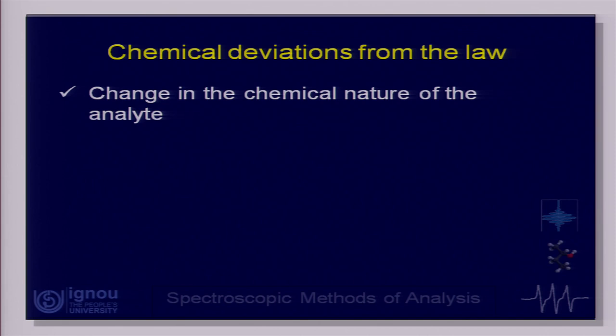Let us go further and talk about the second type of deviations. They are the chemical deviations, as the name suggests. These are deviations arising out of some change in the chemical nature of the analyte.